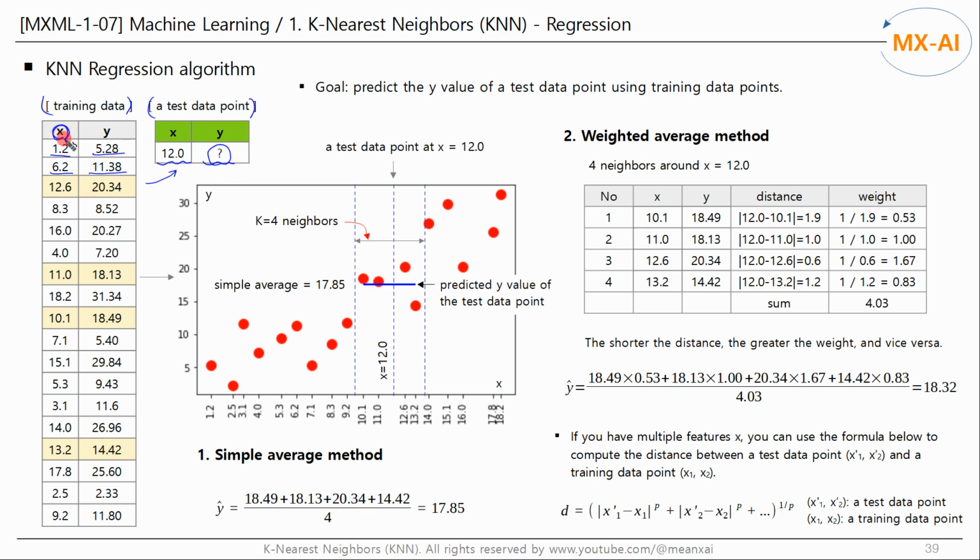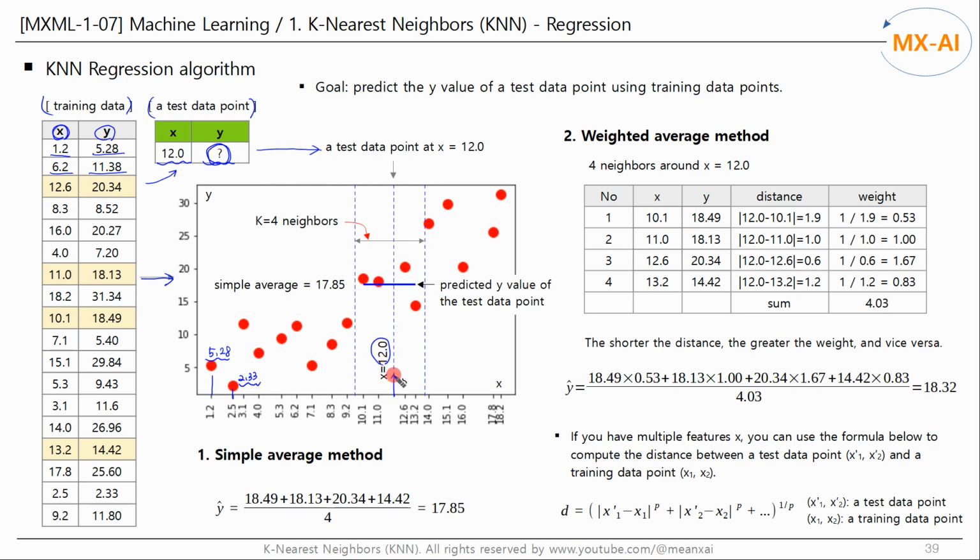X is the independent variable and y is the dependent variable. Normally, this value can be predicted using a linear regression model, but here we will predict this value using a KNN regression model. If we plot this data in a two-dimensional space, the xy plane, it looks like this. When x is 1.2, y is 5.28, and when x is 2.5, y is 2.33. This test data point will lie somewhere on the line where x is 12.0.